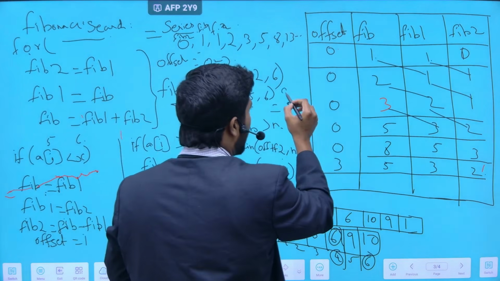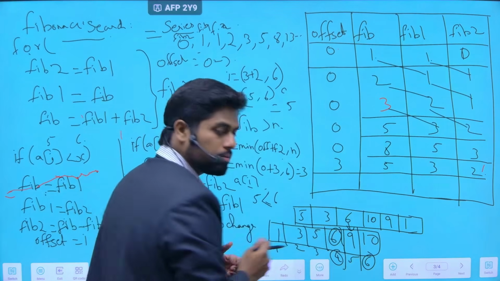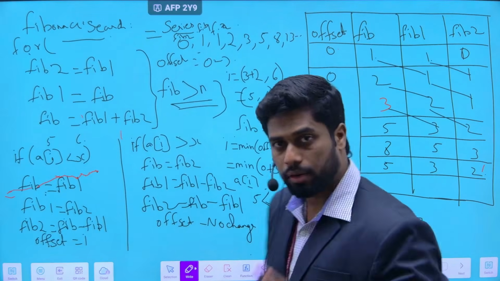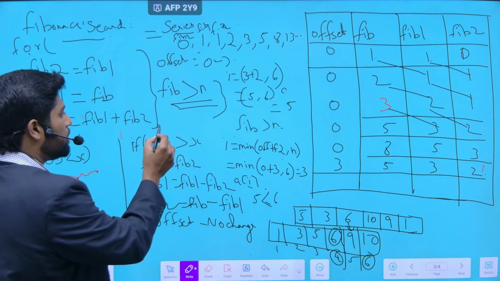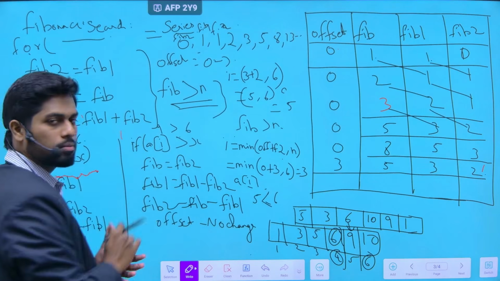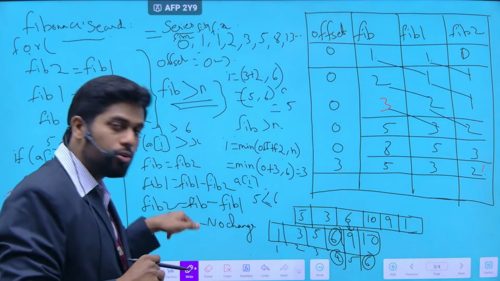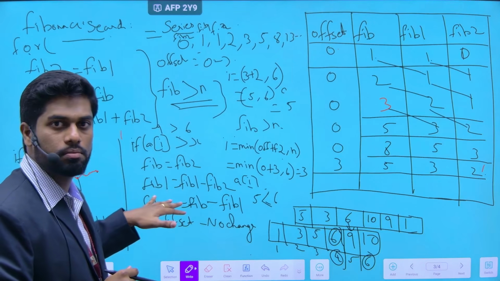Now I equal to 5 means A of I equal to 9, from the array. 9 is greater than 6. Now go on. Now compare one by one.